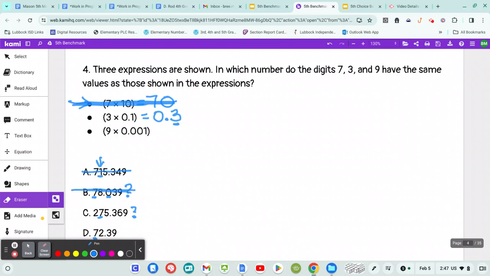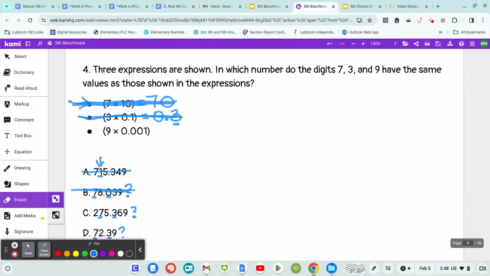Looking at C, the first digit behind the decimal is a 3. That fits my clue. Looking at D, my 3 is in the tenths place. That fits my clue. Could still be this one. Okay, I'm going to mark this off because I have now checked every answer option.